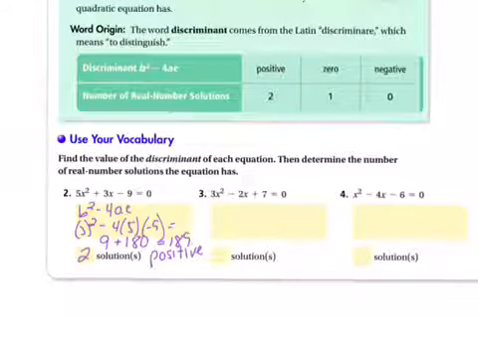As you can see, for problem number 2, we use the formula b squared minus 4ac. Our b term is 3, so 3 squared is 9, minus 4 times our a term, which is 5, times our c term, which is negative 9. Negative 4 times 5 is negative 20. Negative 20 times negative 9 is positive 180. So 189 is a solution. That's positive, so we have 2 solutions. Please go ahead and try number 3 and 4, and then restart this video to see where you're at.